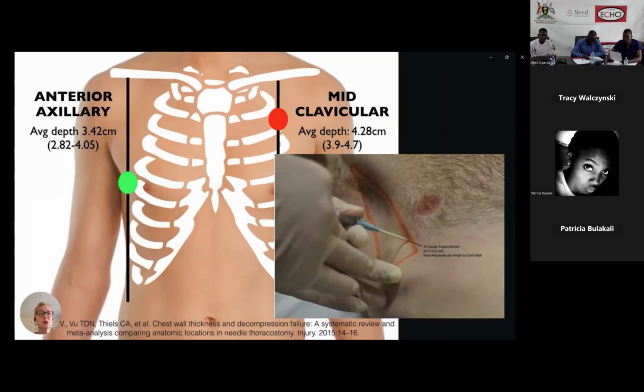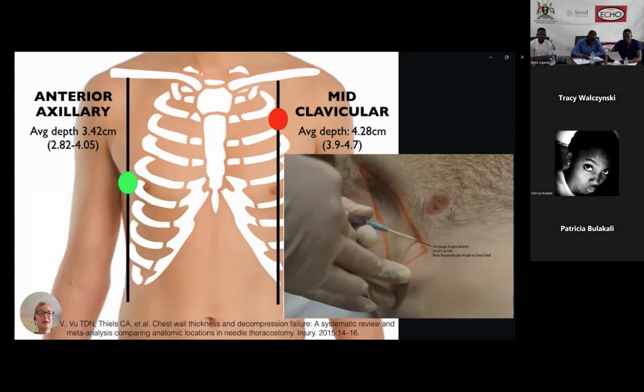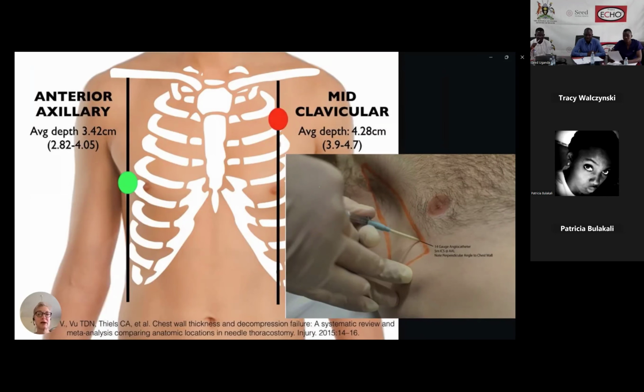In patients who have a larger body habitus, there is some evidence to suggest that we should be using the same location that you actually would normally use for an intercostal catheter, a formal chest tube. So that's the anterior axillary line in the 4th or 5th intercostal space.